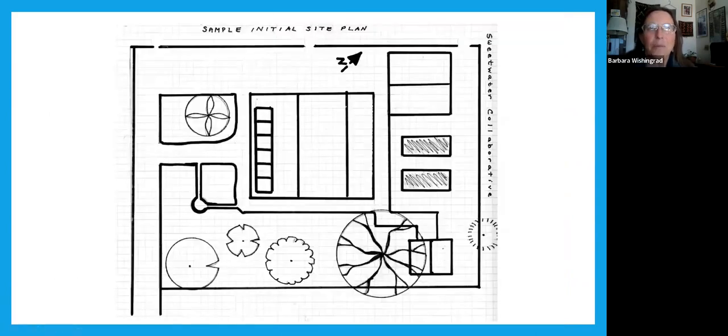So this is, for example, an initial site plan that shows the house. It shows trees. It shows large bushes. It shows some garden beds in the back that have that scribble on top of them. It shows north. It shows a garage. Next.